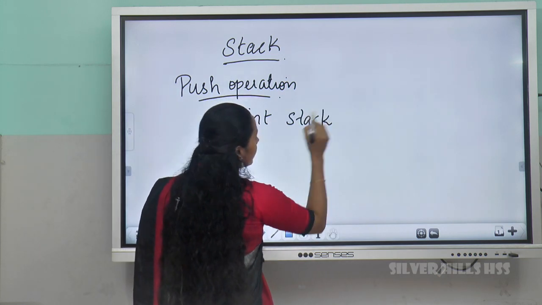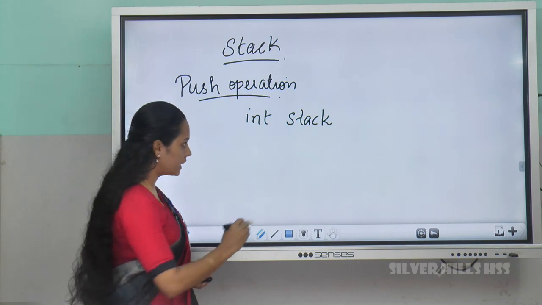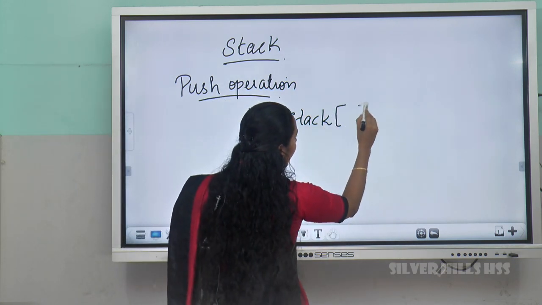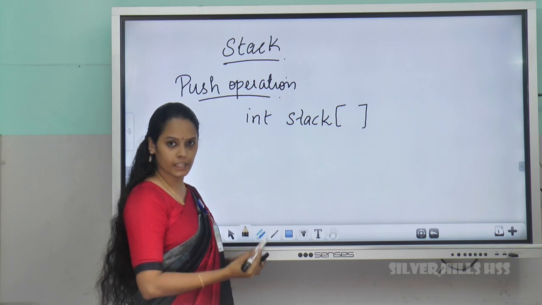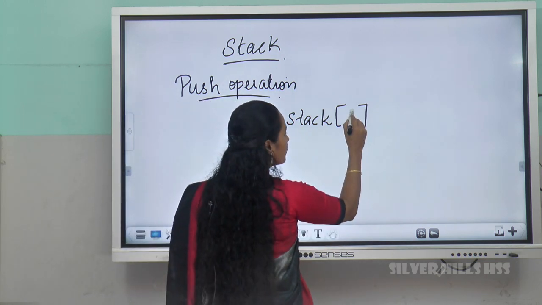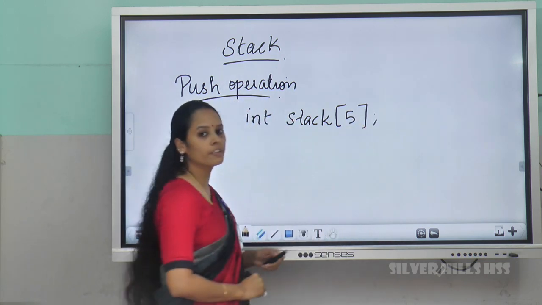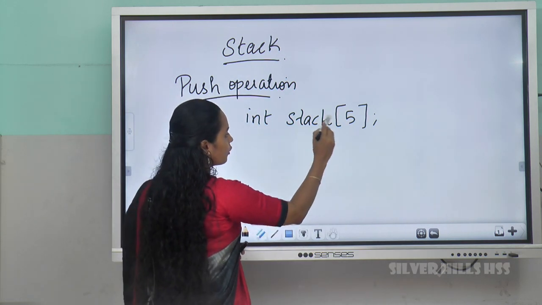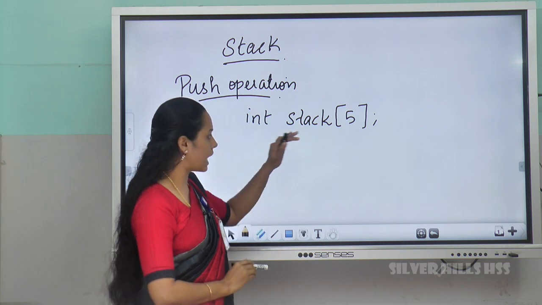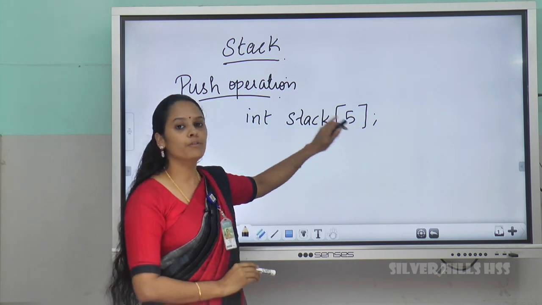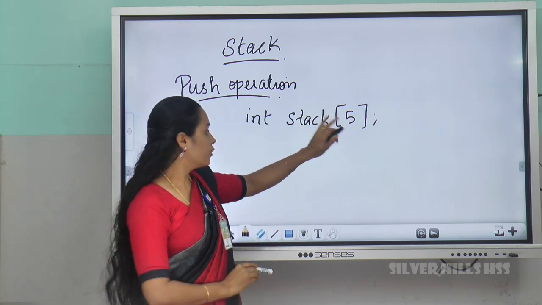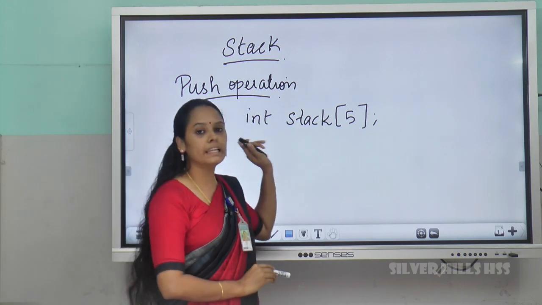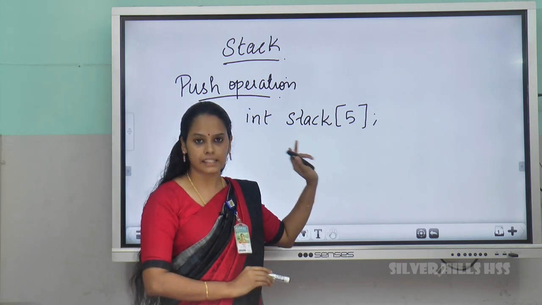When you declare an array, you have to specify the size of the array. You can give any number as you wish, and here I am giving the size of the array as 5. If you write int stack of 5, the meaning is that stack is an array which can hold 5 integer elements inside it.